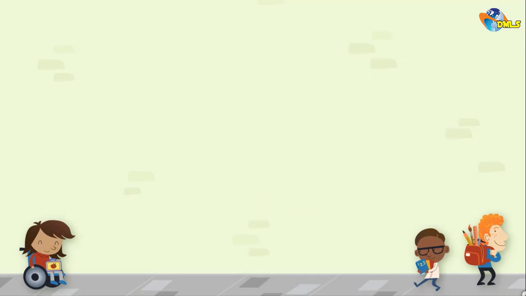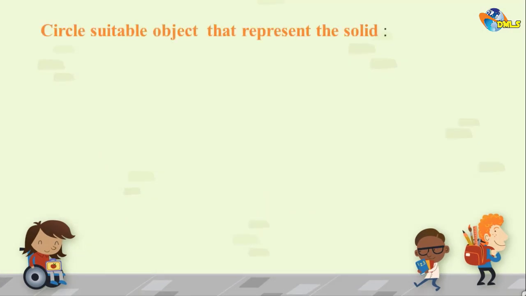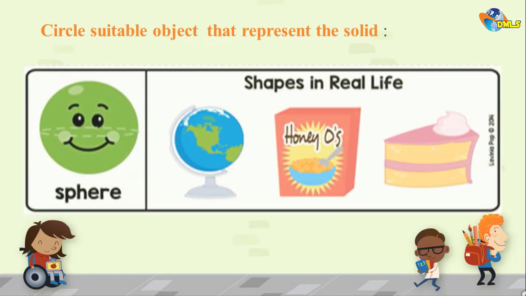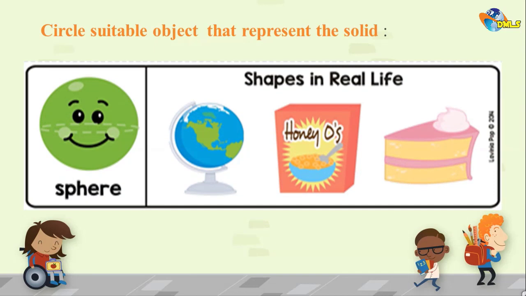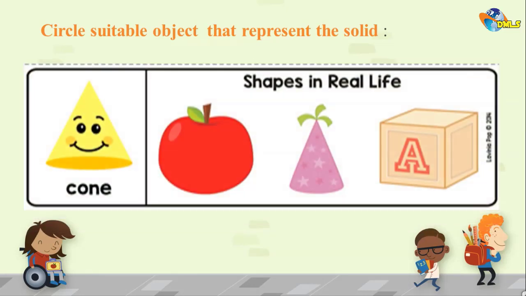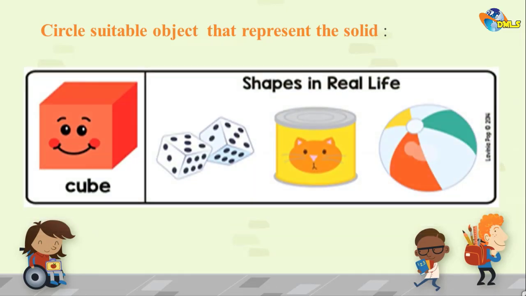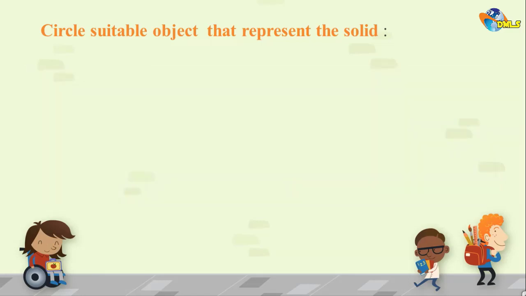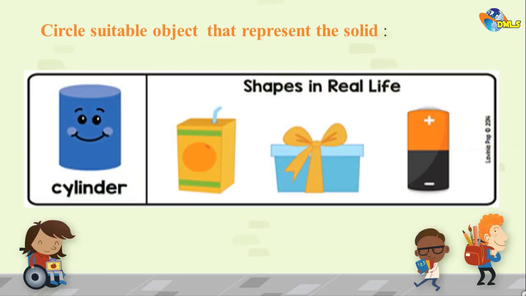Read the question with me. Circle the suitable object that represents the solid. We have a sphere. Which object is like a sphere? Another example. Cone. The party hat. Cube. Tie is a cube. Cylinder. Battery is a cylinder.